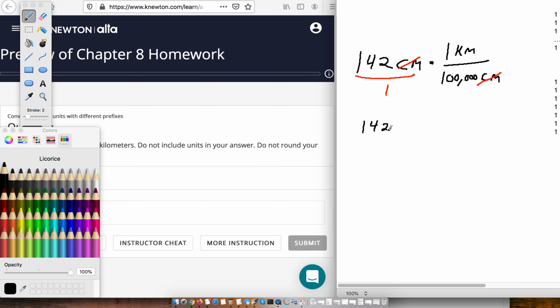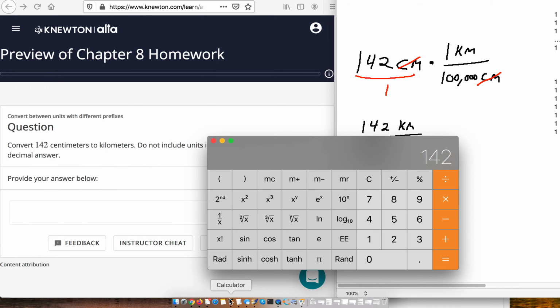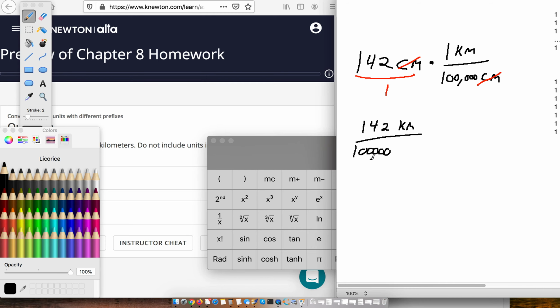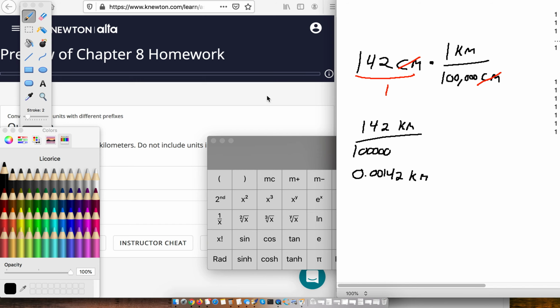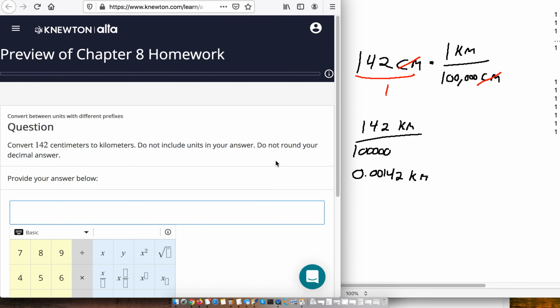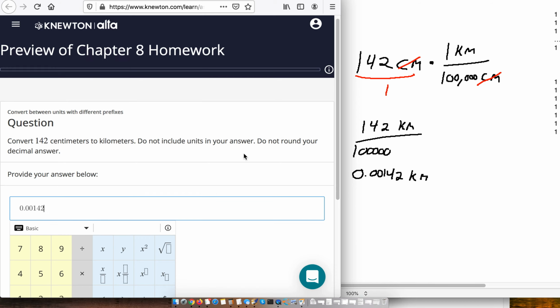So now we have 142 divided by 100,000 kilometers. Okay? So 142 divided by 100,000 gives us 0.00142 kilometers. Okay? So do not round your decimal answer. Do not include units. 0.00142.